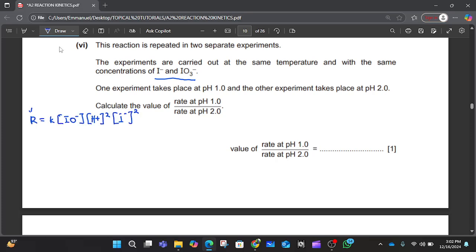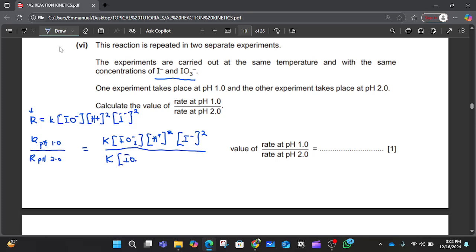Our rate equation was already given as this, but we need to divide the rate at pH 1.0 by the rate at pH 2.0, and that will be equal to the K, which is the rate constant, times the concentration of IO3 minus times the H plus ion concentration that we get when we use pH 1.0 times the I minus concentration, divided by the rate constant times the concentration of IO3 minus times the concentration we are going to calculate for when we use pH of 2.0 for H plus, times the I minus concentration.